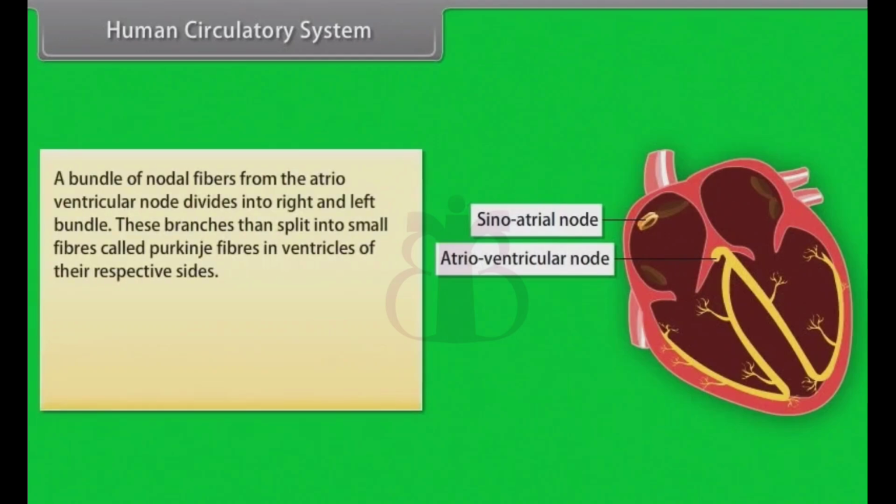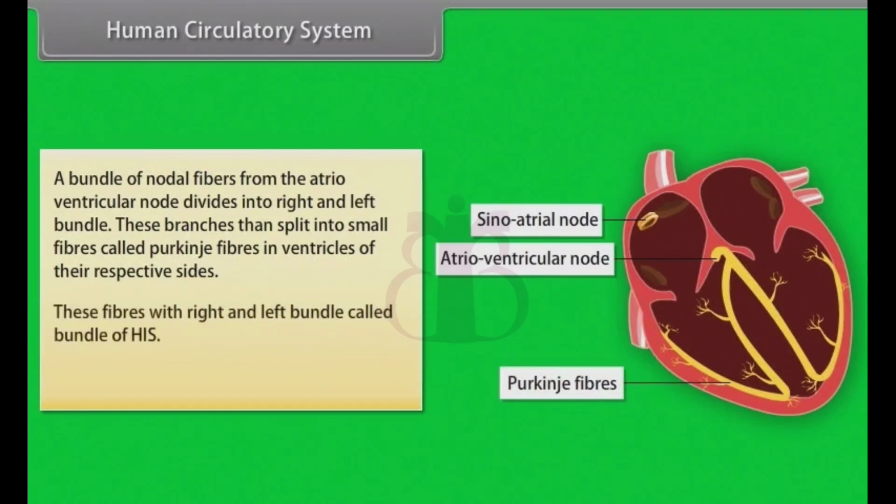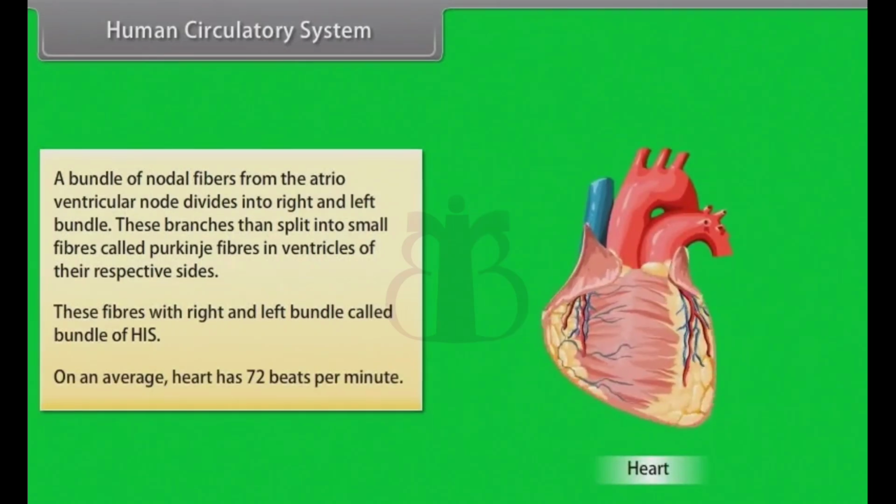A bundle of nodal fibers from the atrioventricular node divides into right and left bundles. These branches then split into small fibers called Purkinje fibers in the ventricles of their respective sides. These fibers with the right and left bundles are called the bundle of HIS. On average, the heart has 72 beats per minute.